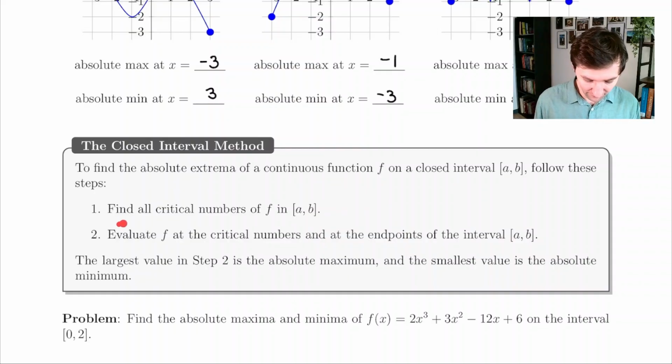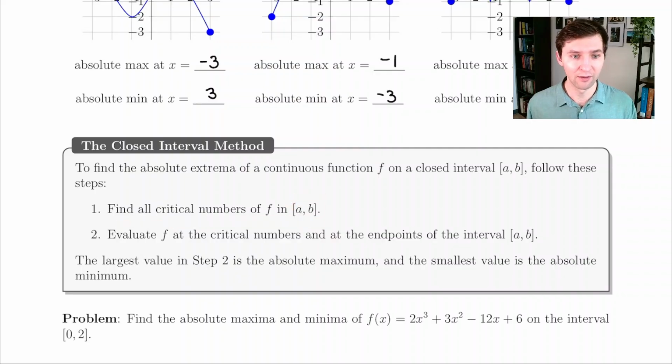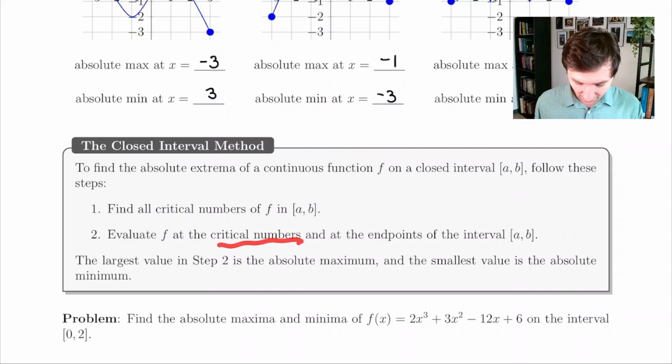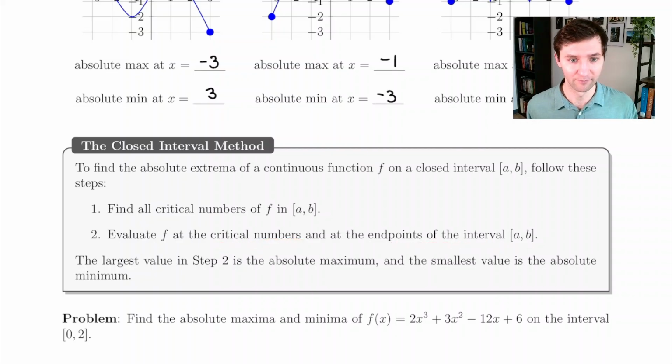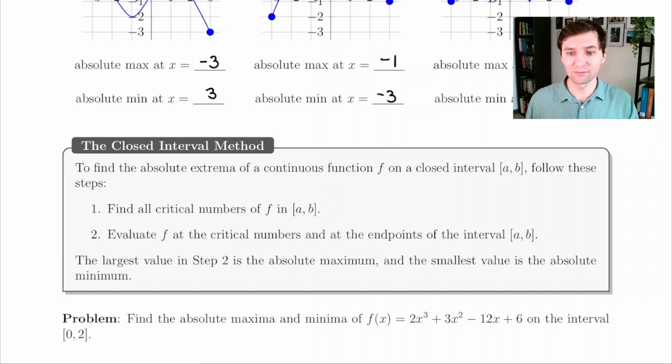First, you find all critical numbers of the function in the closed interval. And then you evaluate the function at the critical numbers and at the endpoint of the interval. The largest value you get in step 2 is your absolute maximum, and the smallest value you get is your absolute minimum. Let's see how this method works in practice.